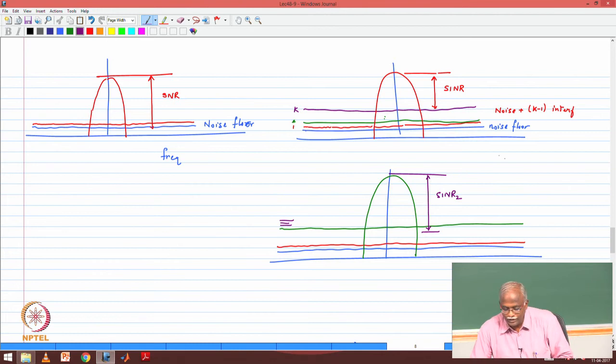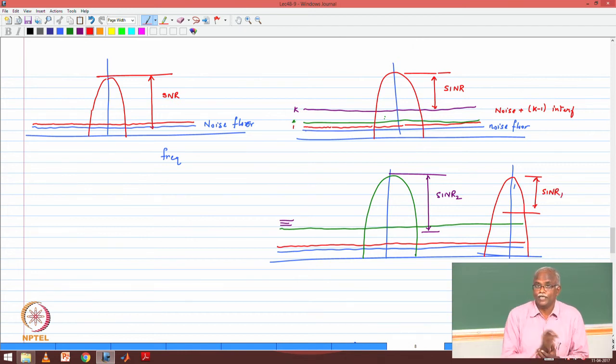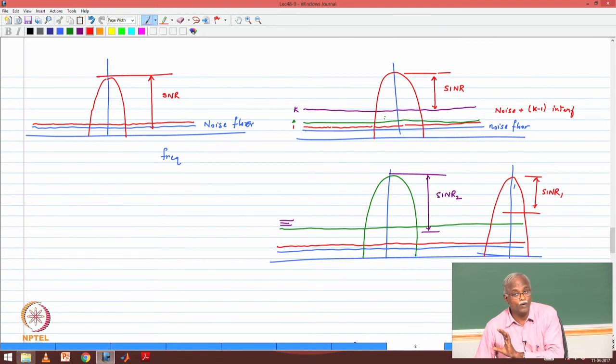But what if I had to detect any of the other users? What is the situation with the other users? Let us say I want to detect the red one. The red one is here. The noise floor because of the green is much higher, and effectively the SINR of user 1 is actually quite bad compared to the SINR of user 2. User 2 is quite happy because he does not see any problem, he is detecting a signal, but the scenario is that SINR 1 for all the other users other than user 2 are getting affected.